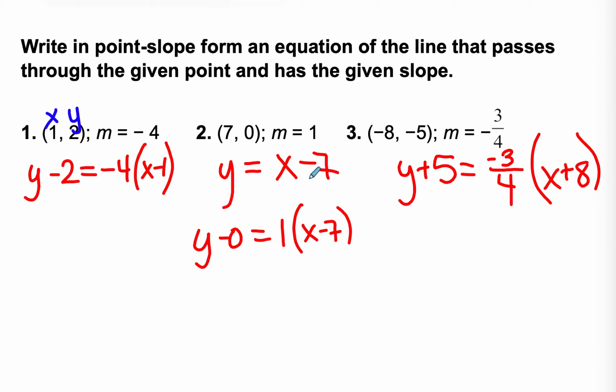And then number 3, we have negative x, negative 5. Those are both negative, so in the equation we write them with plus signs in front of them. And our slope is negative 3/4. So our equation is y plus 5 equals negative 3/4 times the quantity x plus 8.